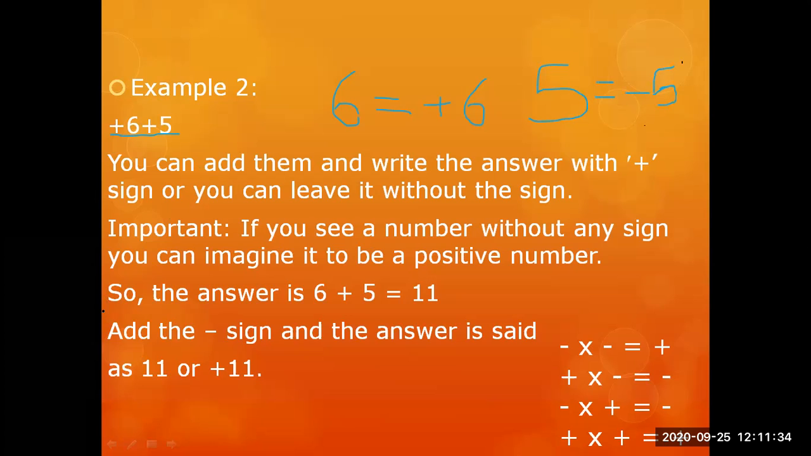So, now we are going to add the numbers like normal numbers. So, 6 plus 5 gives you 11. You need to add the plus sign, or you can write the number itself without the sign. So, the answer can be 11, or you can specify the plus sign and write it as plus 11.